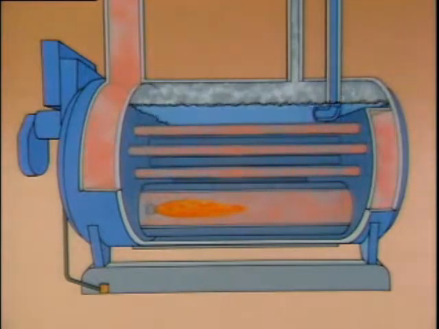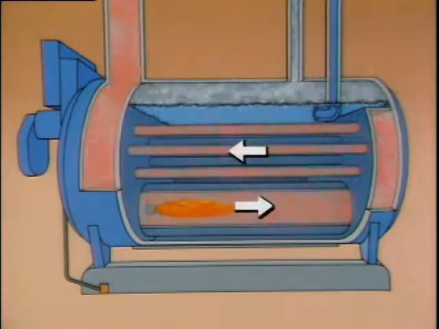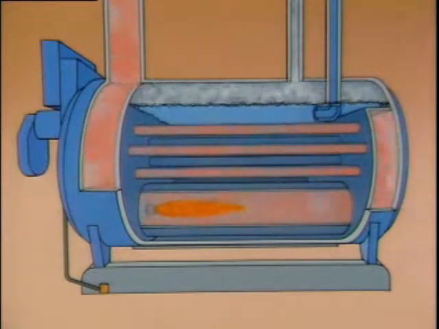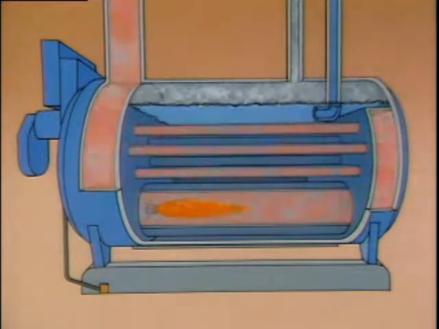Each time the gases are routed through the shell, it's called a pass. The gases pass through 2 times in this example, so it's a 2-pass boiler. The combustion gases flow out of the boiler here in this example.